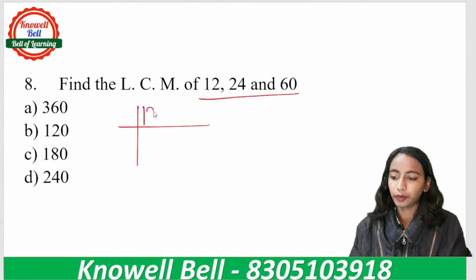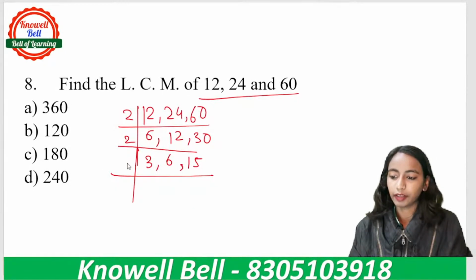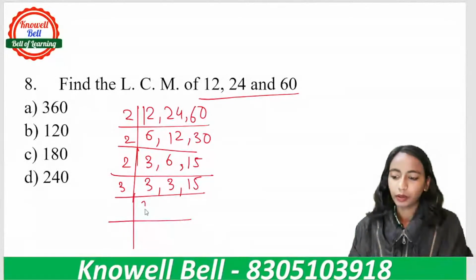LCM for 12, 24, 60. We divide by 2: 6, 12, 30. Again by 2: here it will come 3, 6, 15. Again we'll go with 3: 1, 2, 5, and then we will have 5. So then we will multiply these factors.